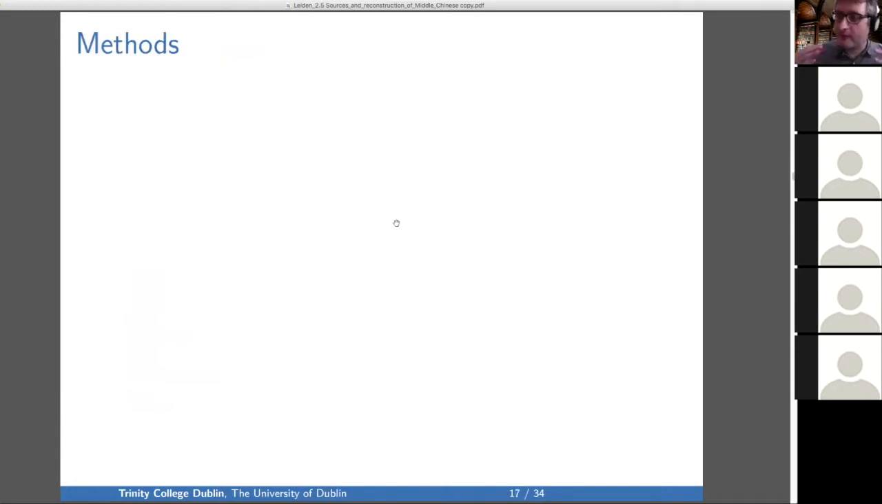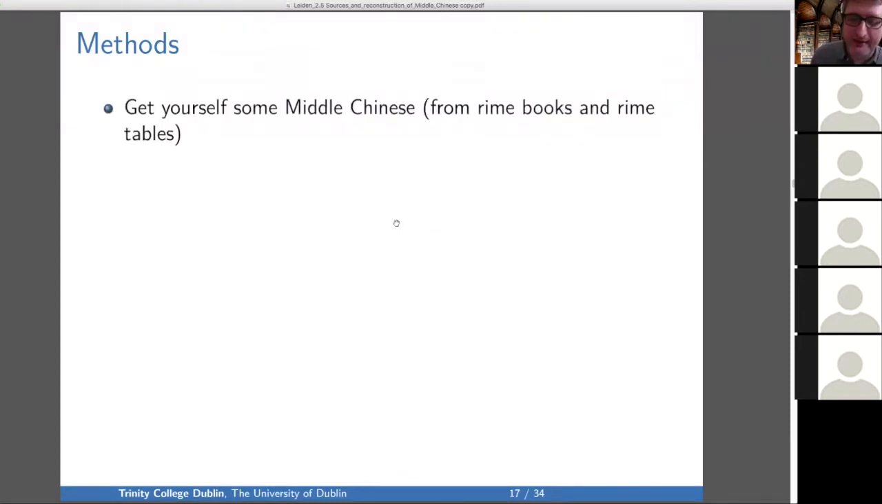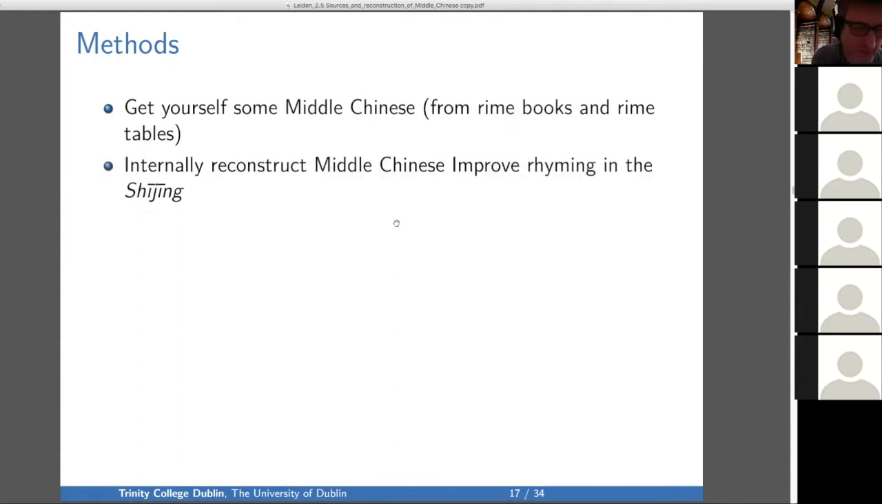This is a guide to how you do it if you want to reconstruct Old Chinese in the manner that it has been reconstructed so far. You get your hands on some Middle Chinese, using rhyme books and rhyme tables. And then you internally reconstruct that language. You look for asymmetrical patterns and hypothesize how this language might have been in the past. You reward yourself for those internal reconstructions that improve the rhyming in the Shijing, and you punish yourself for those that do not. So you end up with an internally reconstructed Middle Chinese that improves the rhyming in the Shijing.